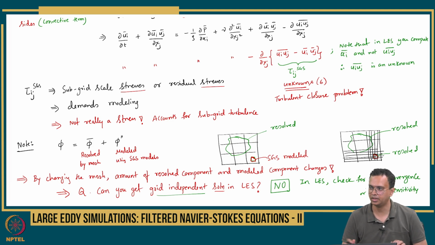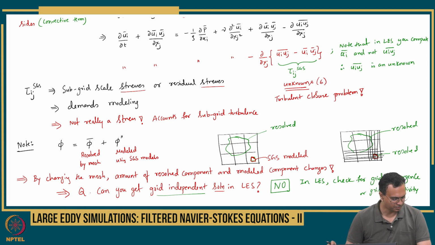Is it following some trend and acceptable? So you need to apply your mind here and then decide when to stop the refinement in LES. It's not monotonic like in RANS. You keep on refining till the solution becomes independent of the grid, and then stop. Okay, fine.